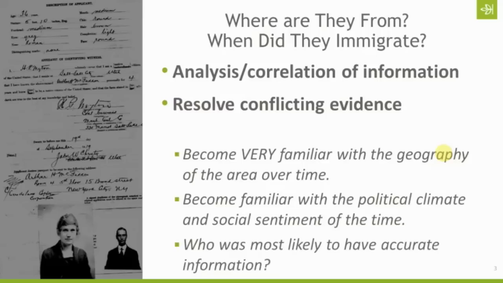The other thing you need to be thinking about, as you're looking at all this evidence you've collected and trying to resolve some of this conflicting evidence, is you need to ask yourself who is most likely to have accurate information. Again, death certificates are a great resource for birth information about an individual or about their parents. However, if the informant never knew the parents, how likely is it that my grandfather's third wife, who never met his parents, would have any clue about where his parents were born, right?